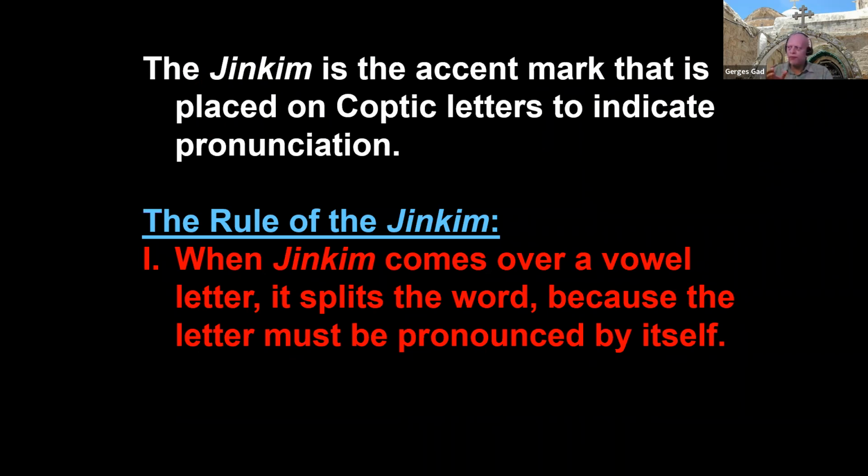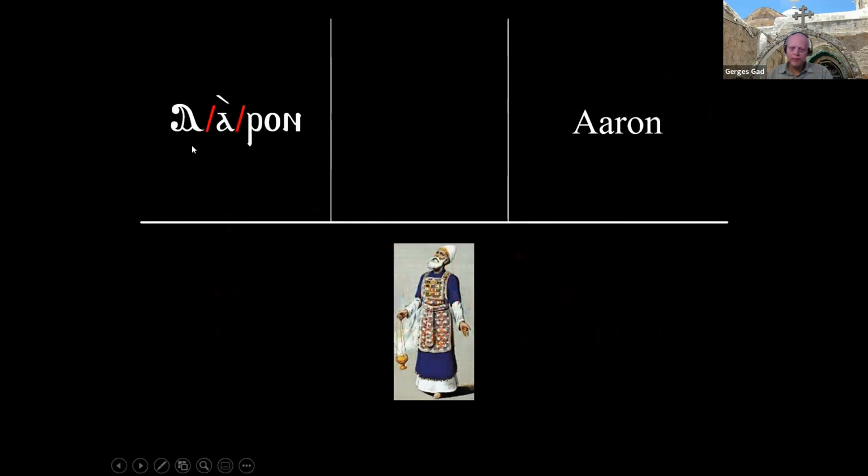So if we have a Jinkim on a vowel, like in this example here, we have a Jinkim on this alpha. Alpha is a vowel. So this means we have to pronounce this word as three syllables. So we say a-a-rune, because this second a has a jinkim, so it's pronounced by itself. a-a-rune, which is Aaron.